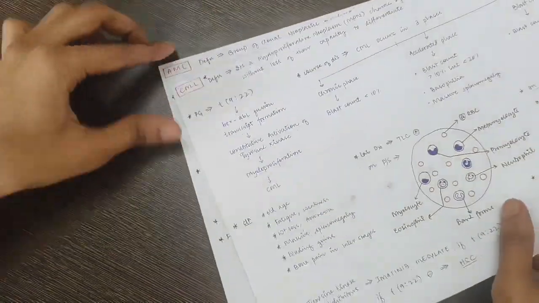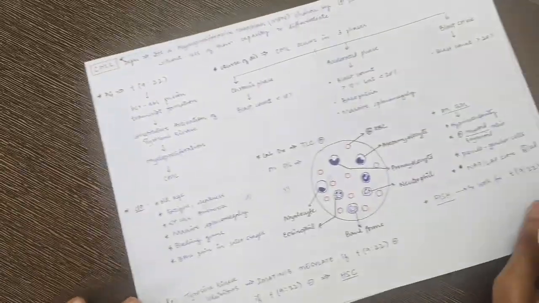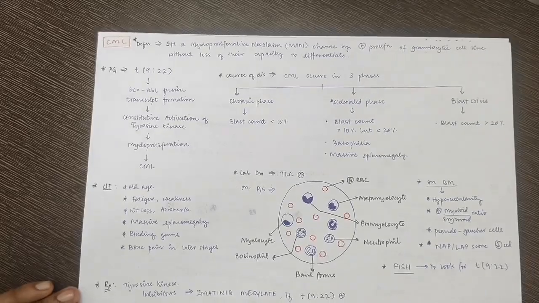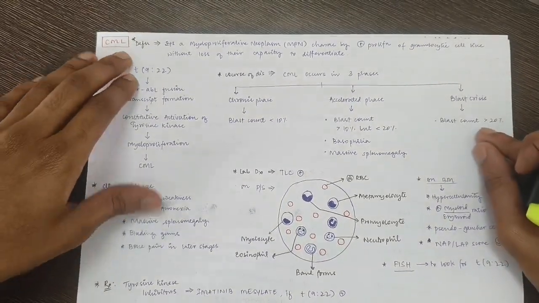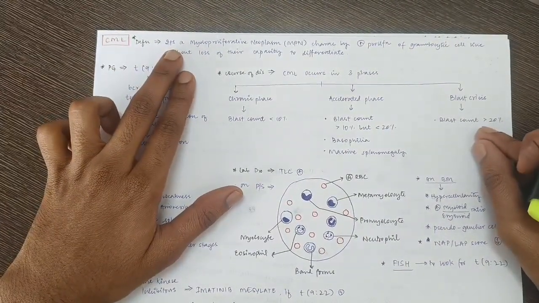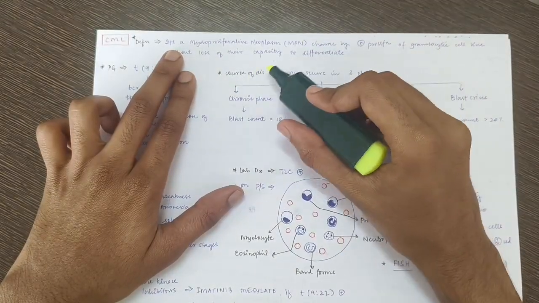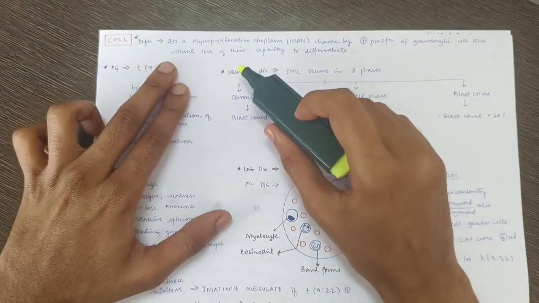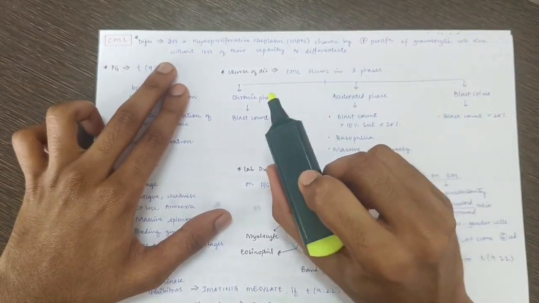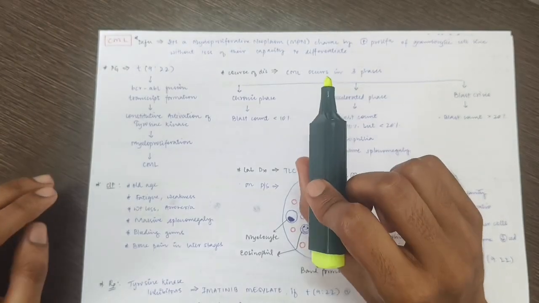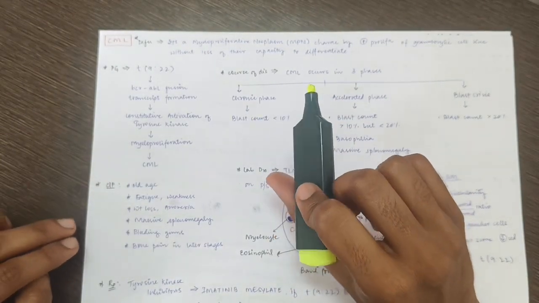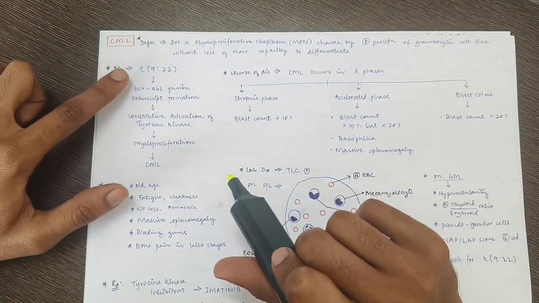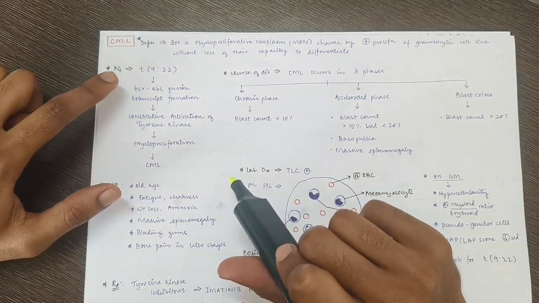Next, about CML. In CML, the definition is it's a myeloproliferative neoplasm, MPN means myeloproliferative neoplasm, characterized by increased proliferation of the granulocytic cell line without loss of their capacity to differentiate. There is no loss of differentiation here, whereas in AML there is a differentiation loss, whereas in CML there is no differentiation loss.